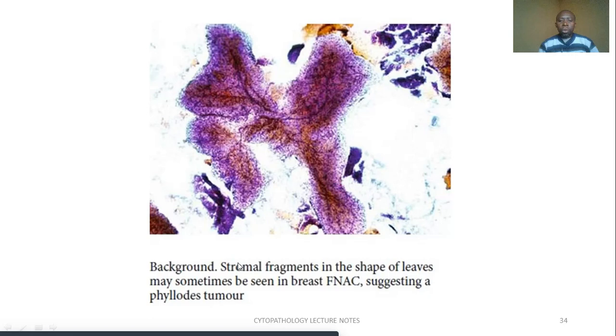So a stromal fragment in the shape of a leaf may sometimes be seen in breast fine needle aspiration cytology, which could be suggestive of a phyllodes tumor.